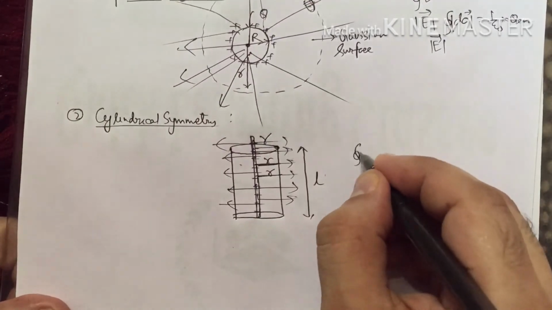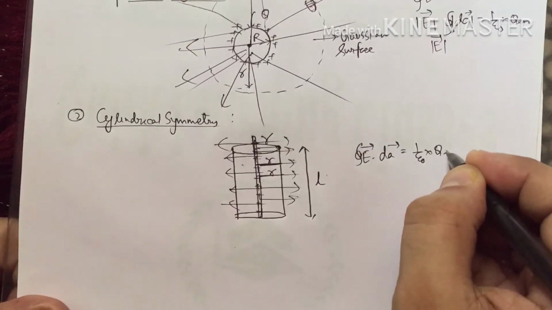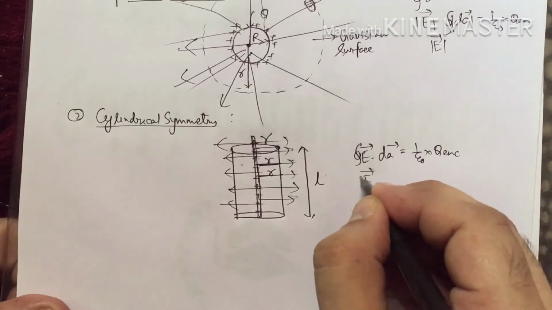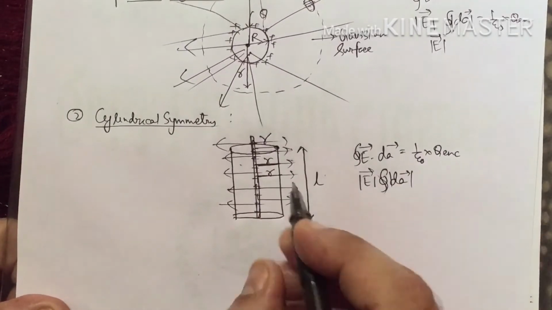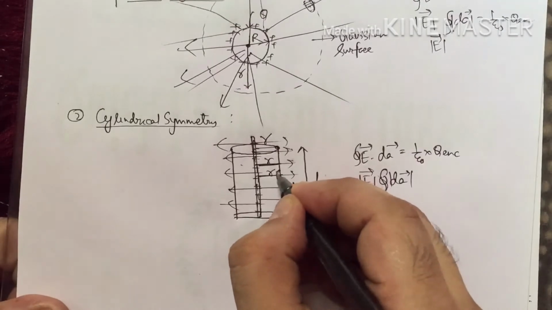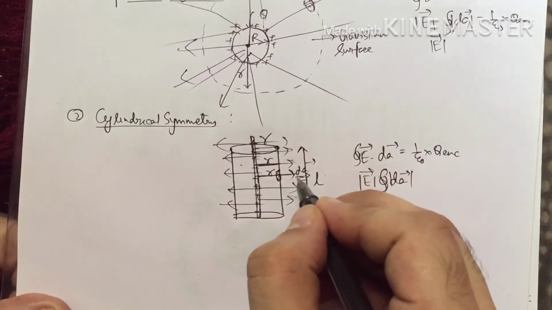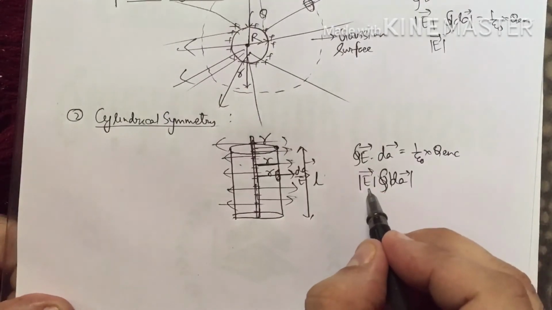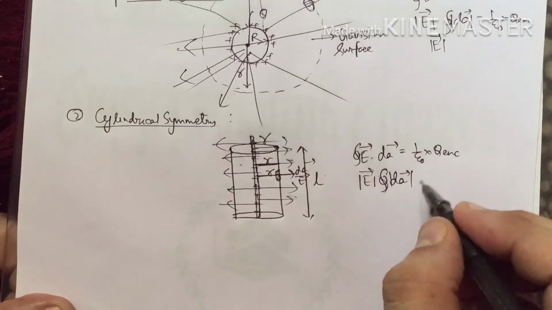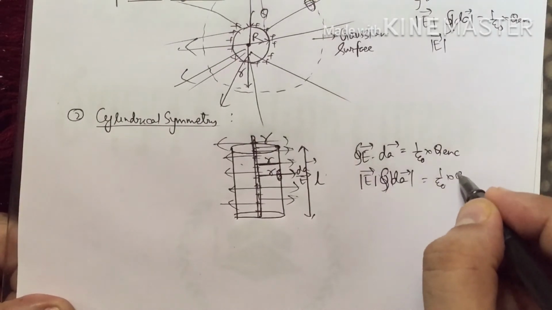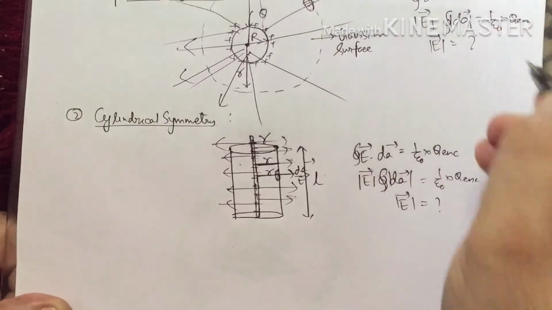And hence again in this case, if you calculate this integral, which is equal to 1 by epsilon naught times the charge enclosed, the magnitude of electric field will come out of the integral. Moreover, the area vector and the electric field will be in the same direction, and we are left with the integral of the magnitude of dA, and solving for this dA we can calculate the required electric field.